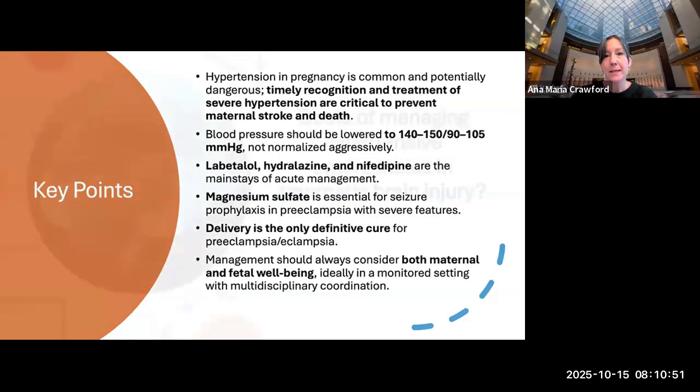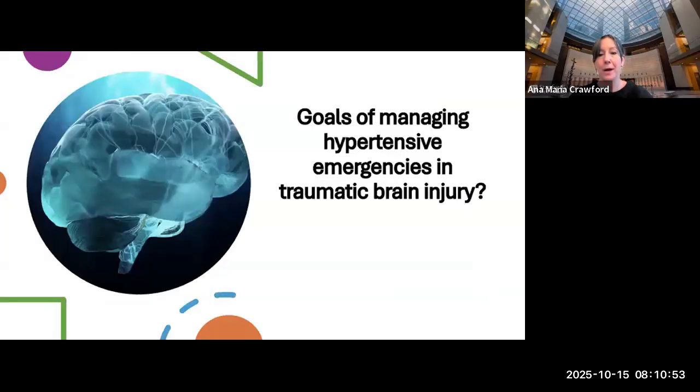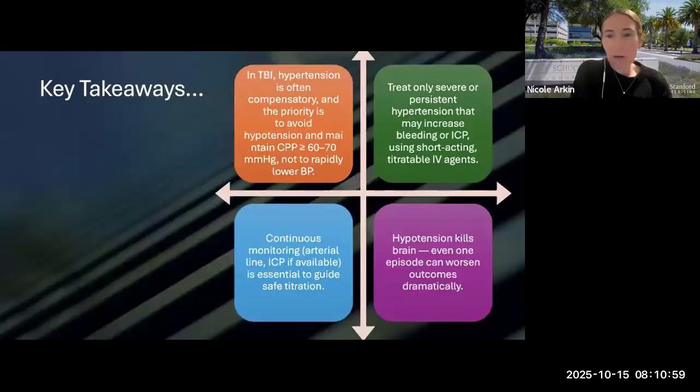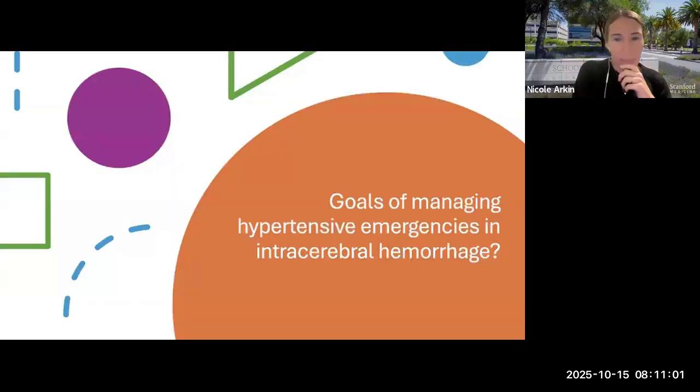Perfect. I might skip traumatic brain injury and move forward to intracerebral hemorrhage, if that's okay with you. Yeah, especially since one of the questions in the chat is to talk about the distinction between ischemic and hemorrhagic strokes in terms of hypertensive emergency. So just to answer that question quickly.